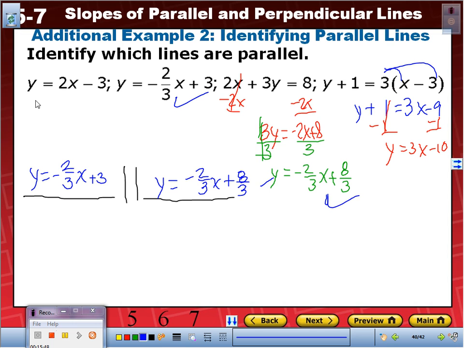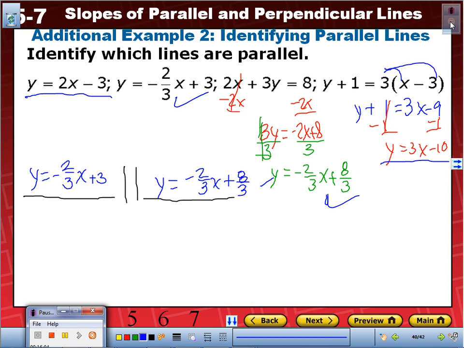Look at the last two. Is this one parallel to this last one? No. Tell your neighbor why not. Why aren't this one and this one parallel to one another? I heard some of you say because they don't have the same slope. That is correct. That's the first thing that you should notice, and we're done with that.